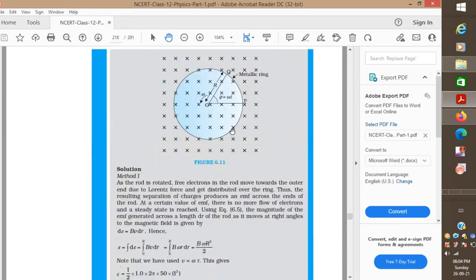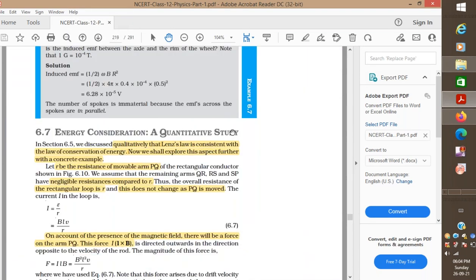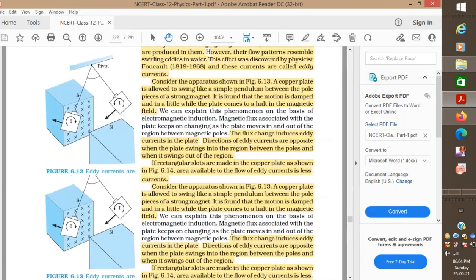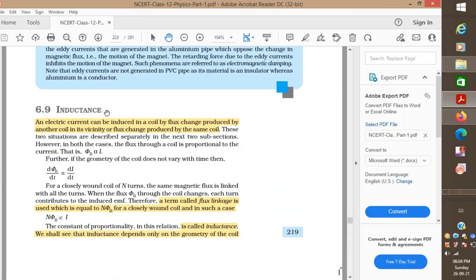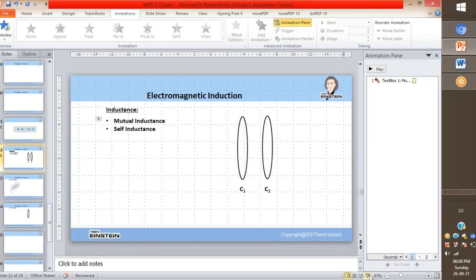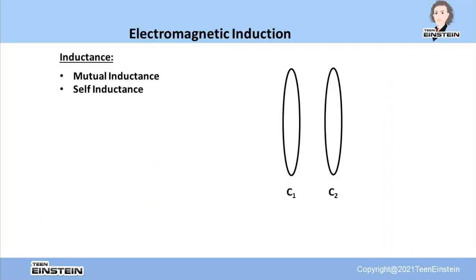So today what we will be learning is inductance. Let us see what inductance is and things like that over here.